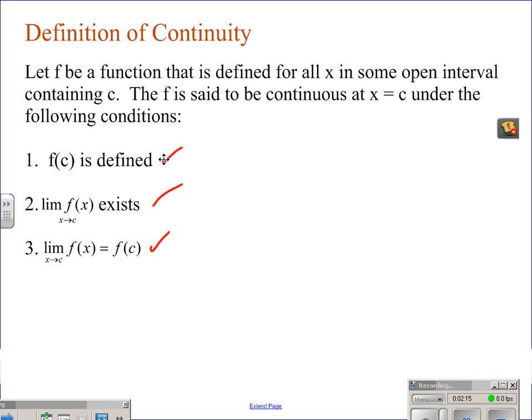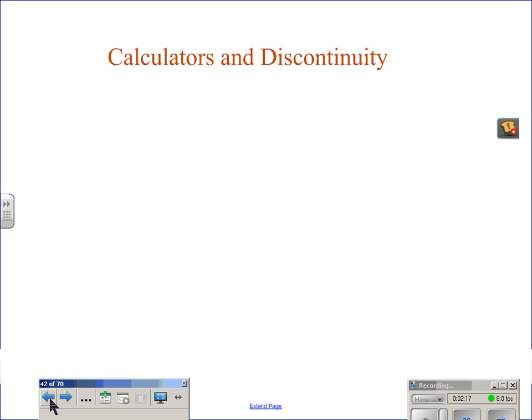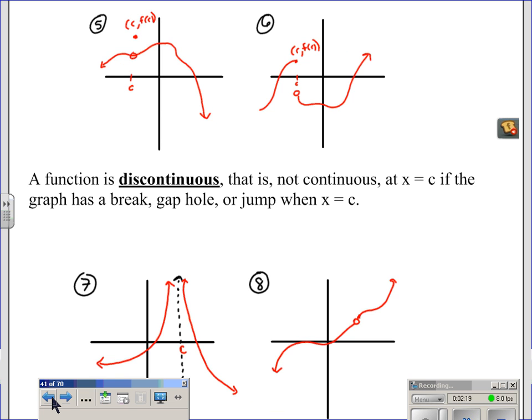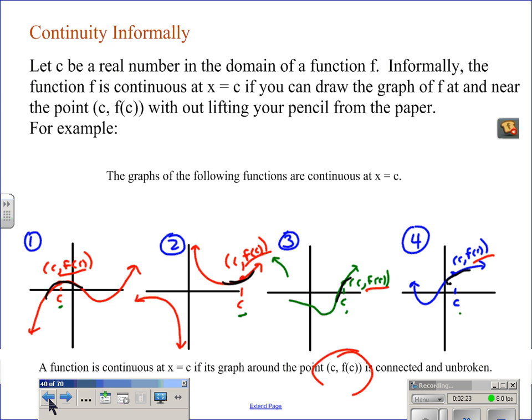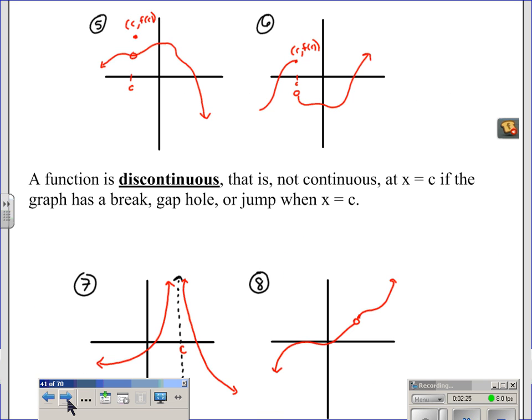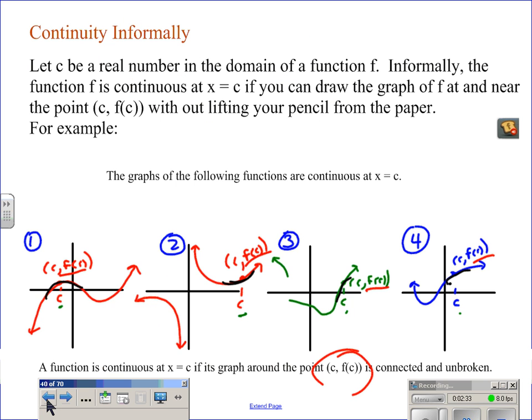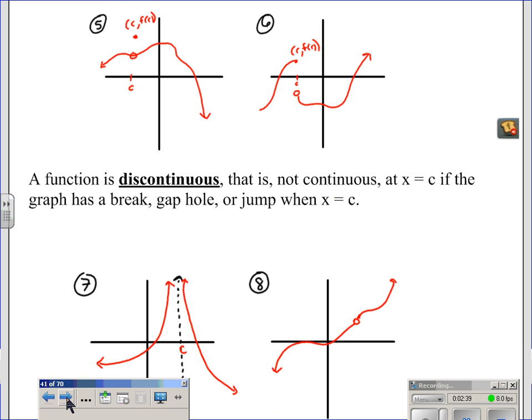I think I skipped a page, so let me go back for a minute. I talked about continuous functions, so I need to talk about functions that are not continuous at a certain point. When we talked about the ones that are continuous at points, you can draw them without picking up your pencil. The ones that are not continuous are examples like these. There's a break in the graph.